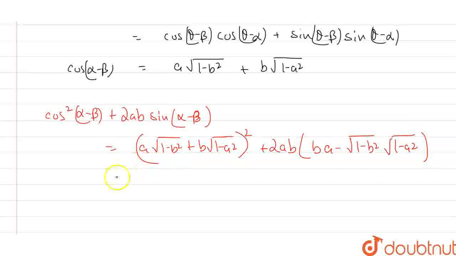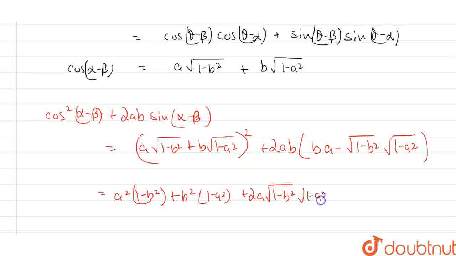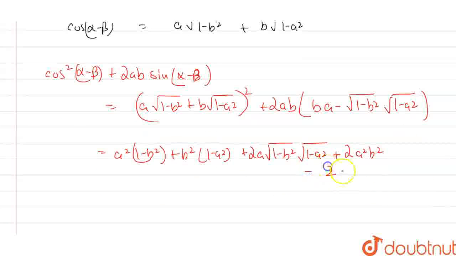Now if I expand this formula, this will become a square 1 minus b square, plus b square 1 minus a square, and plus of 2ab under root of 1 minus b square under root of 1 minus a square. Similarly, now this part is what? If I open the brackets, this will become 2a square b square, right? And the last term I have here is 2ab, let me write it here. This is what? Under root 1 minus b square and under root of 1 minus a square.